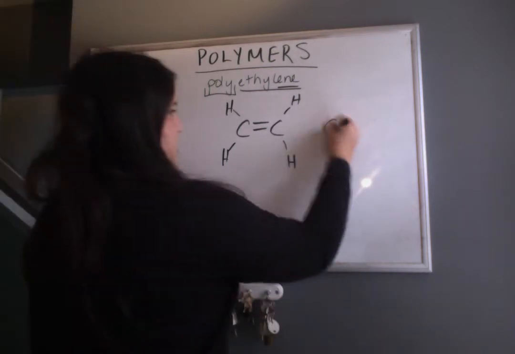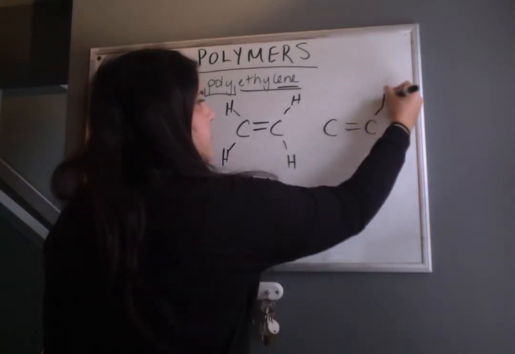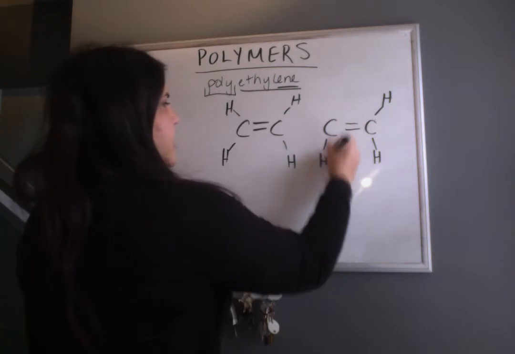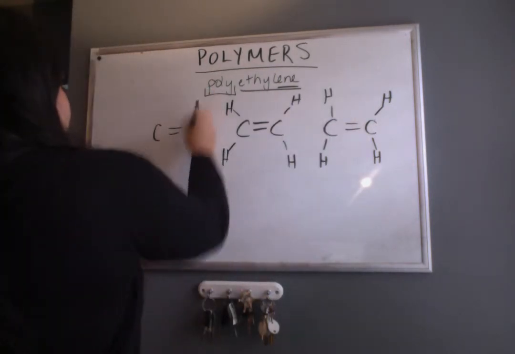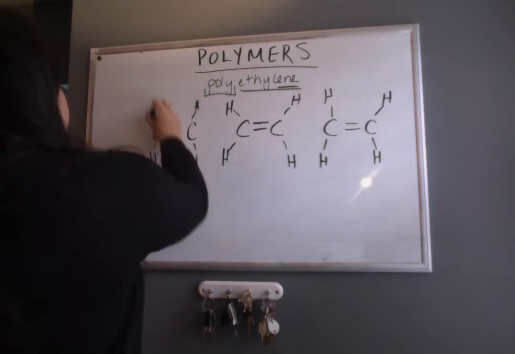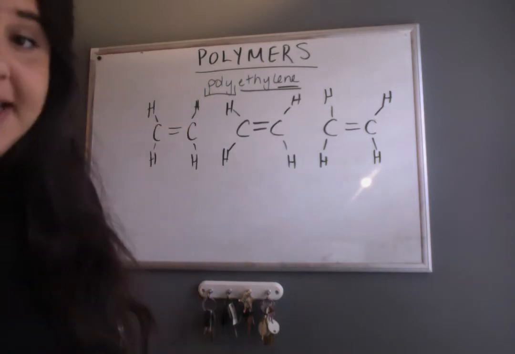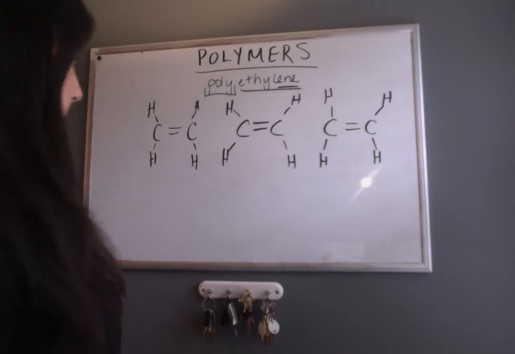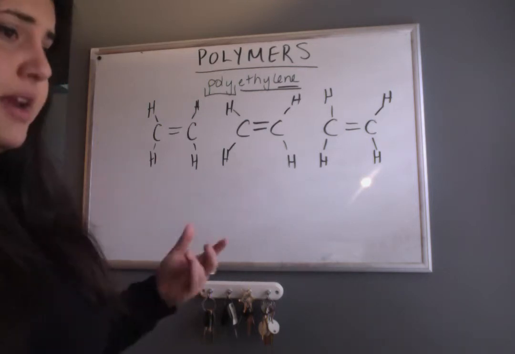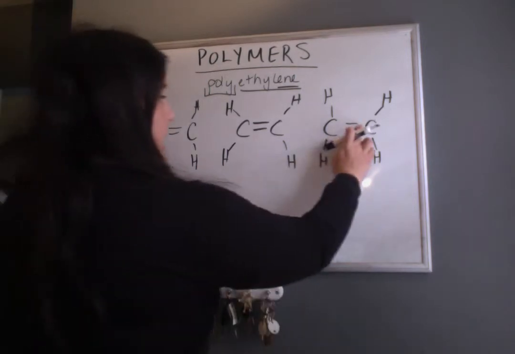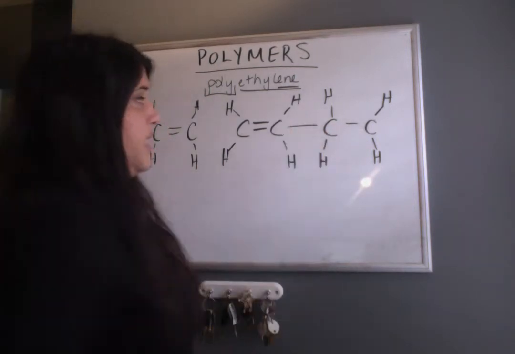Polyethylene means there must be many of these ethylene molecules somehow connected together. So I'm going to draw a couple here for you. Again, my ethylene is my carbon-carbon double bond. There should be two carbons because eth means two carbons. So when I think about how I'm going to put these all together, I think of creating new bonds. I'm going to take this right here and put it there.